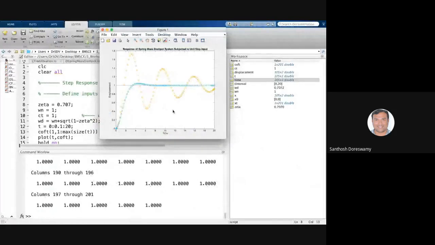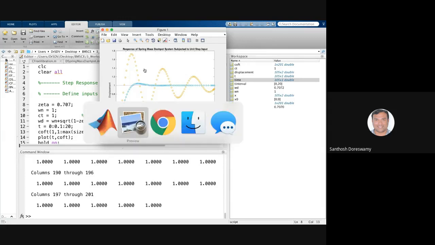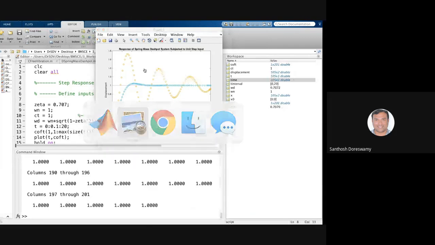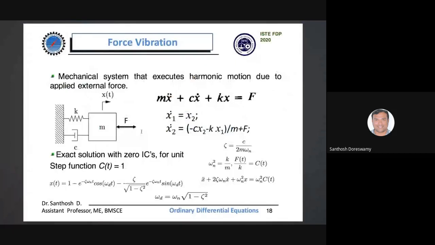So for zeta equals 0.707, you can think of that as the optimal solution for the displacement. If you increase zeta a little bit, then your system response will become slower and slower. So this is also an example of how you will solve a second order differential equation for a spring mass dashpot system subjected to a unit step displacement.